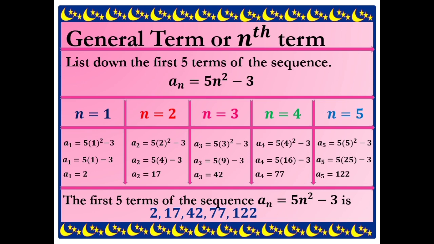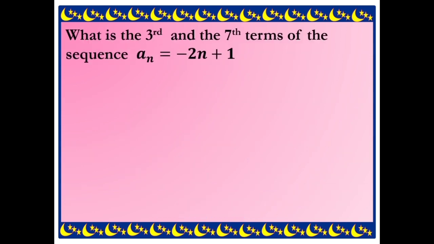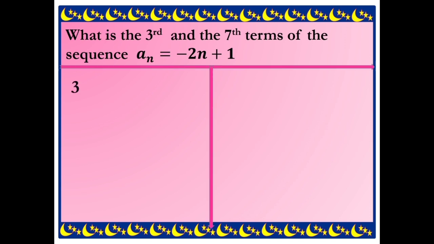That clear? Okay, next. Another example. What are the third and the seventh terms of the sequence a sub n is equal to negative 2n plus 1? For the third term, a sub 3, the n value is 3, third position, third term. The given nth term is a sub n is equal to negative 2n plus 1.